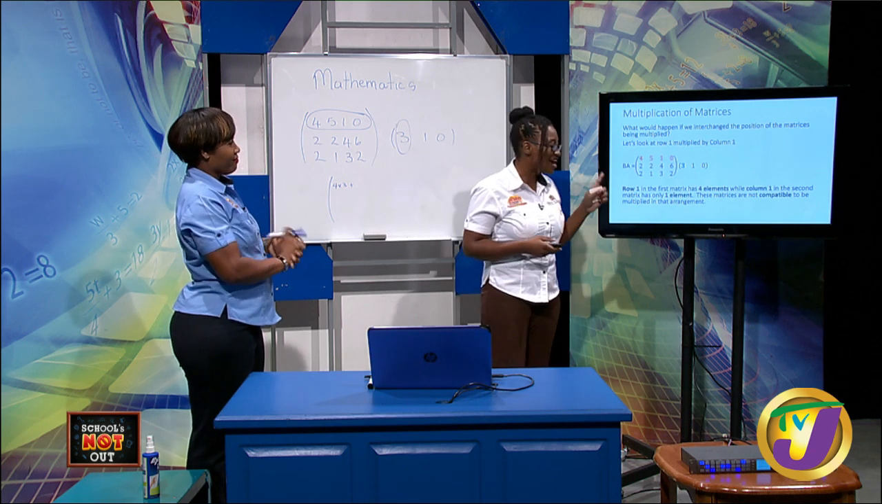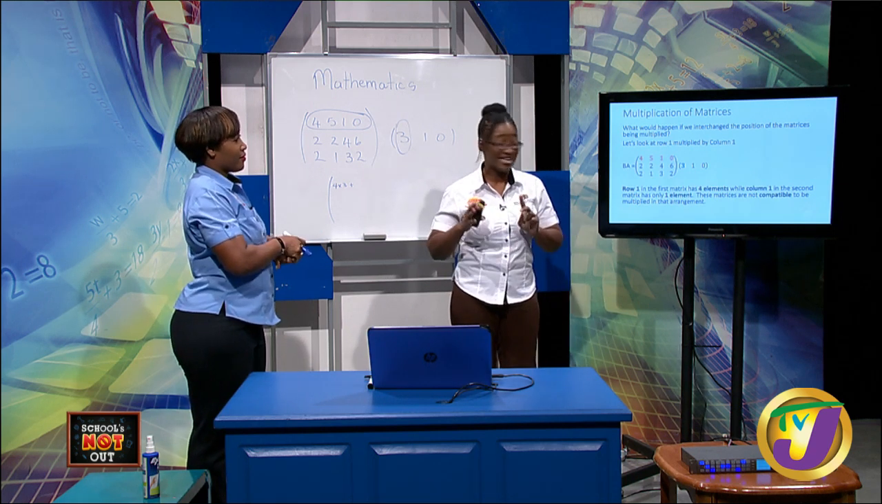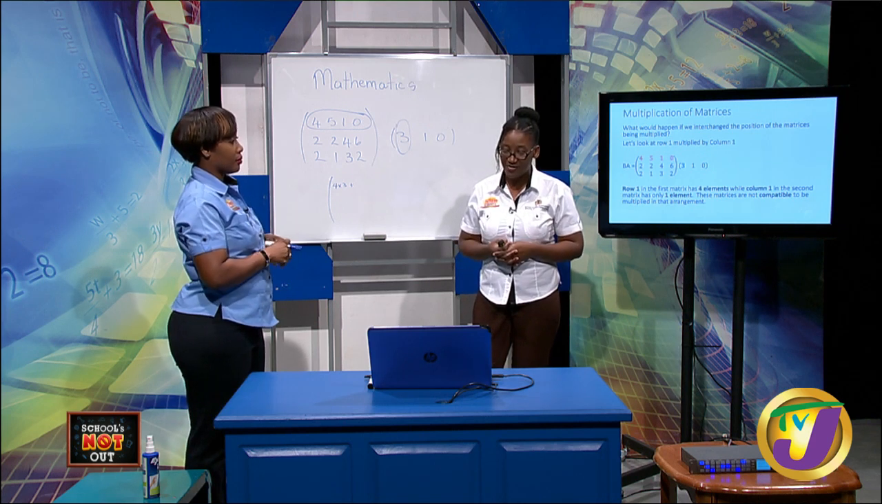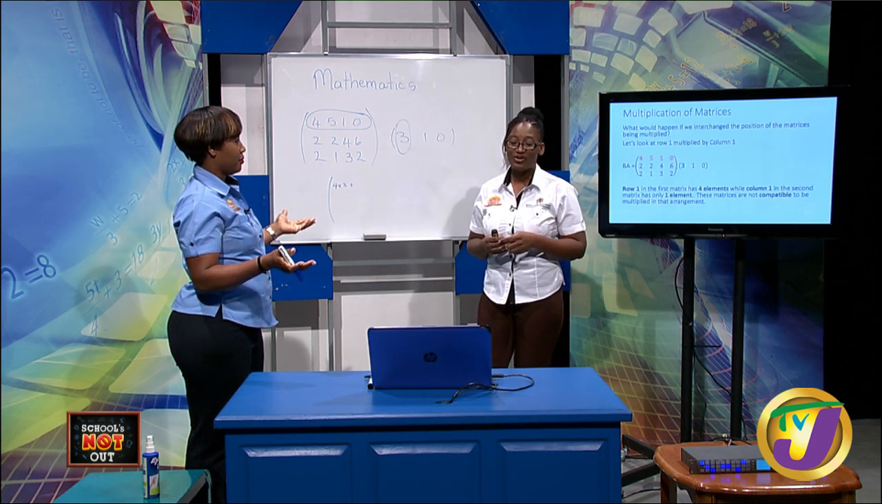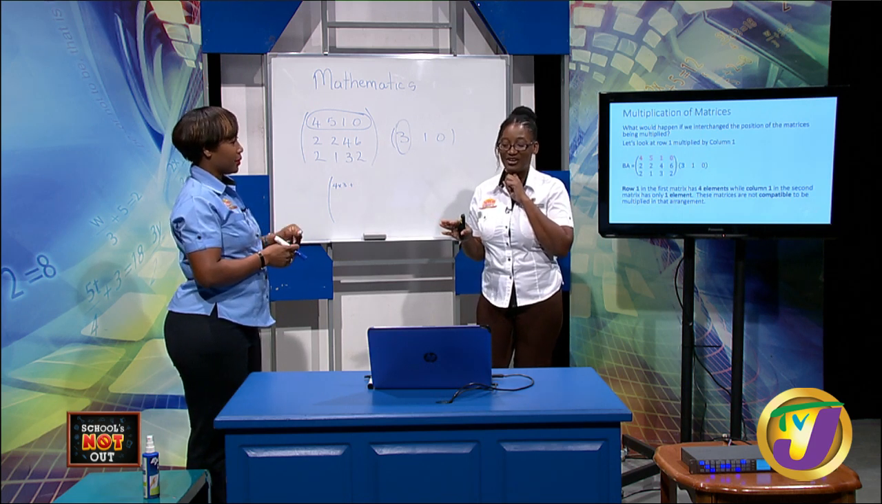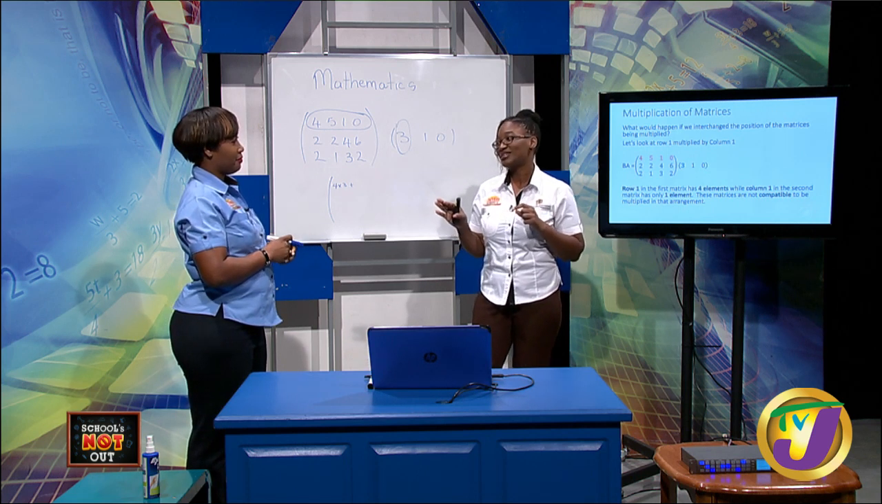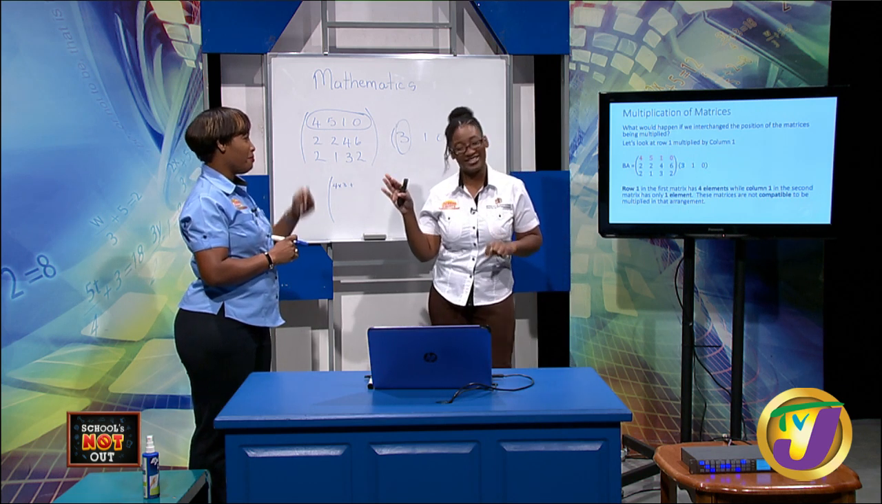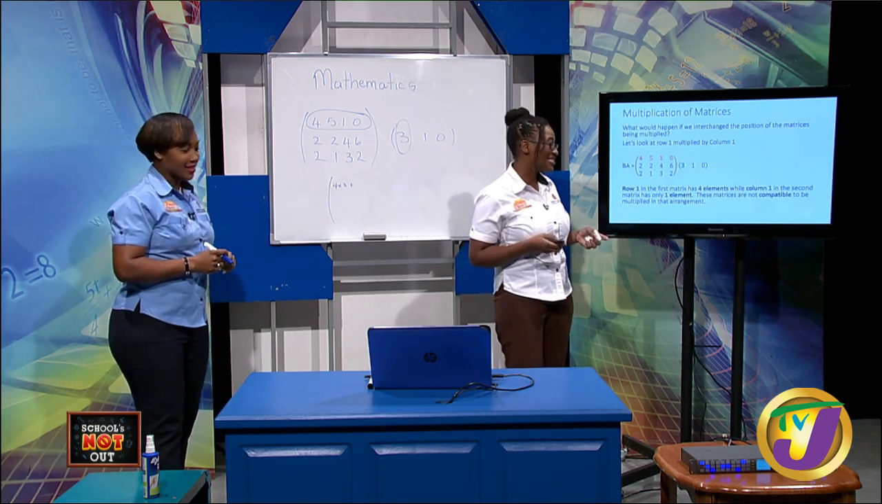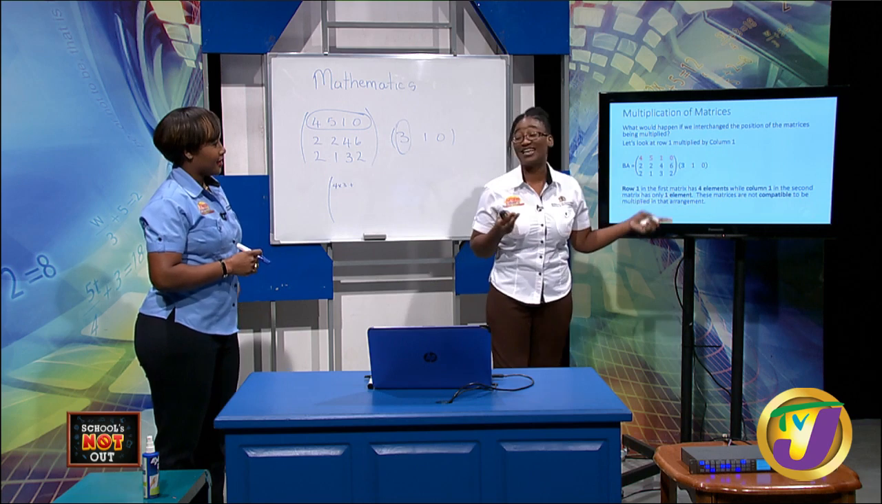So we're noticing that row 1 in the first matrix has 4 elements, while column 1 in the second matrix has only 1 element. There's a word that we use to talk about compatibility. They're not compatible. In math, these matrices are not compatible to be multiplied in that arrangement.